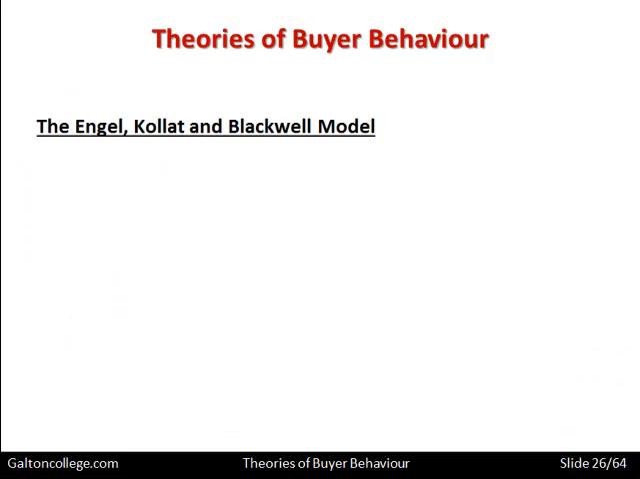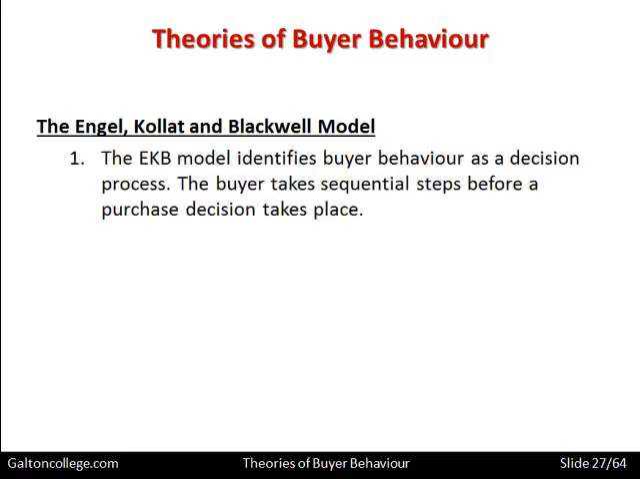There are other models. The Engel Kollat Blackwell model is quite famous. This model identifies buyer behavior as a decision process. The buyer takes sequential steps before the purchase decision takes place. So it's sequential. This is what this model is suggesting. We go step by step. We process step by step.